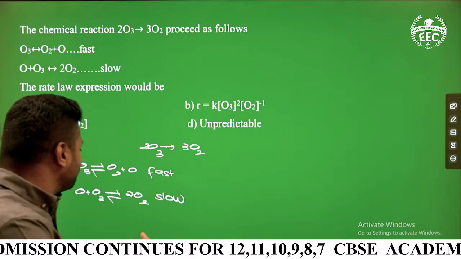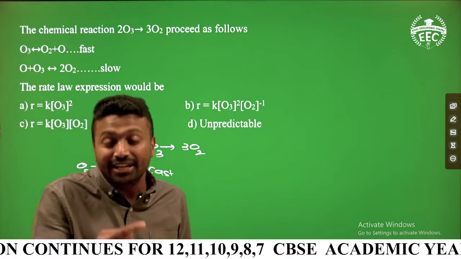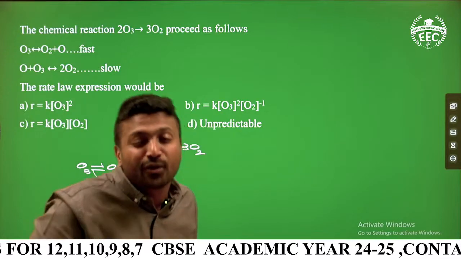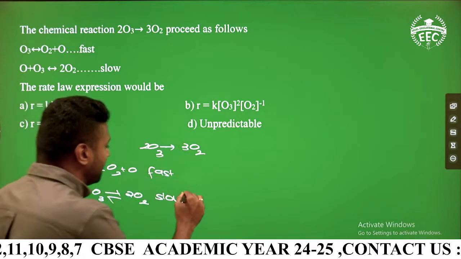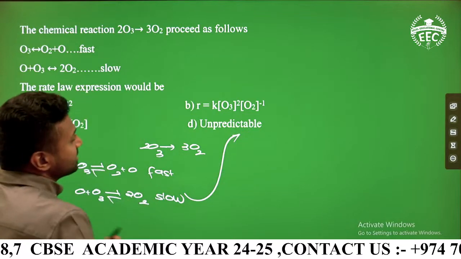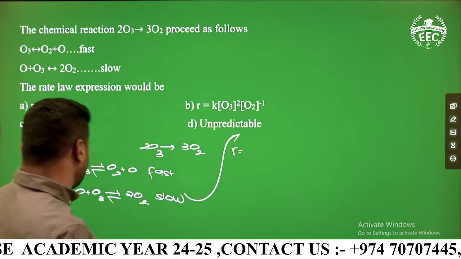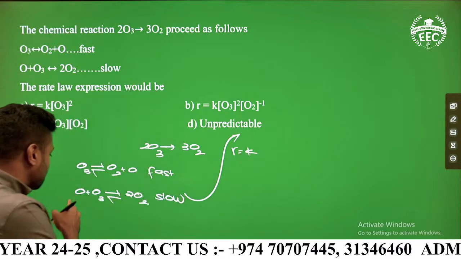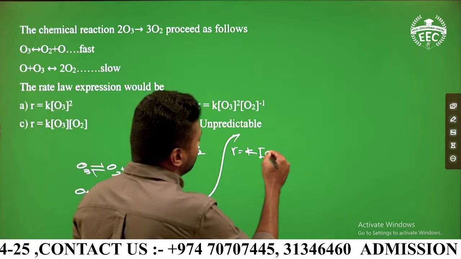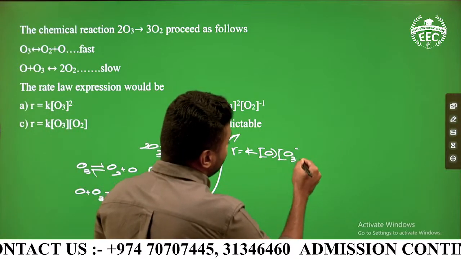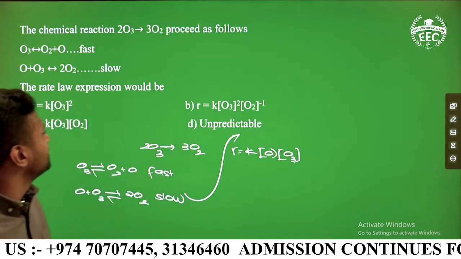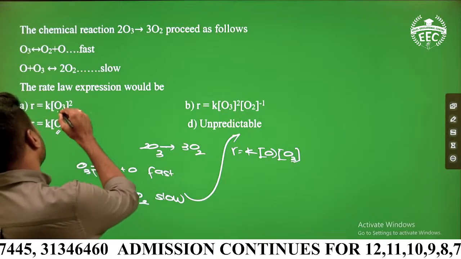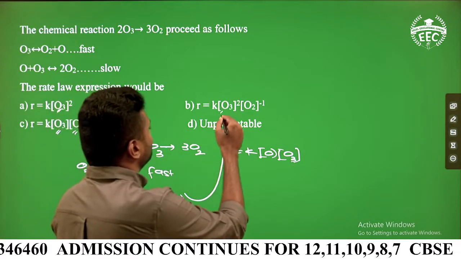So O plus O3 going to O2 is the slowest step. The rate determining step will be the slowest step, and the molecularity of the slowest step will be the same as the order of the overall reaction. From here I can say the rate law will be R is equal to K into, the molecularity here being 1 and 1, so R is equal to K into concentration of O into concentration of O3. But unfortunately that option is not there. Options are all in terms of O3, either O3 only or O3 in terms of O2. So what will we do?